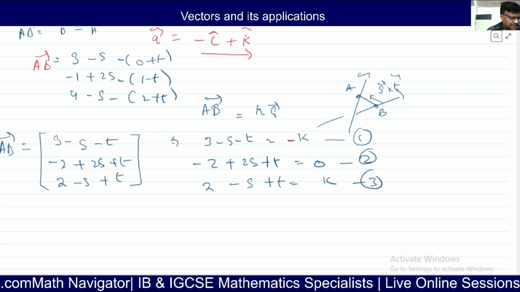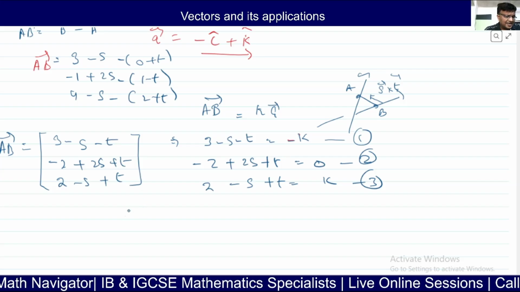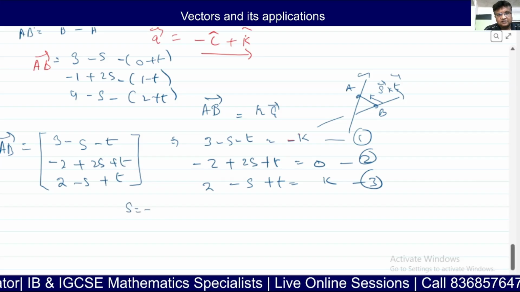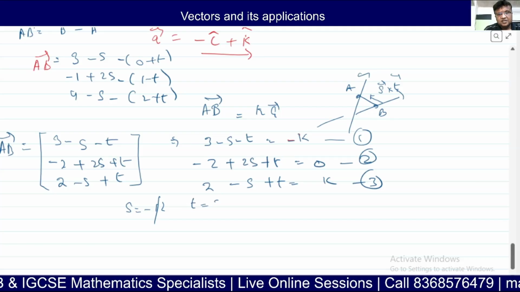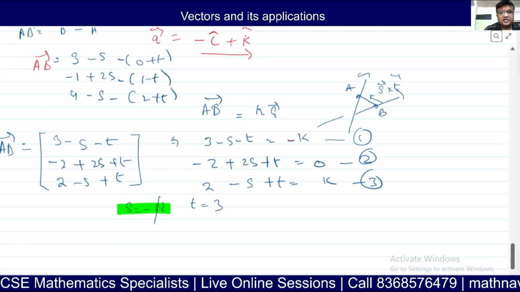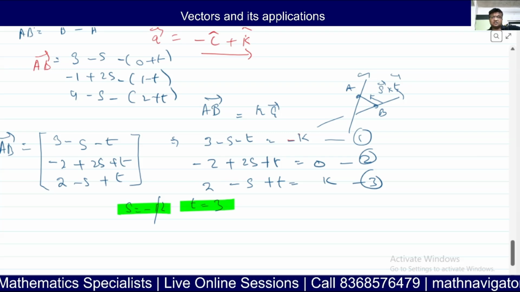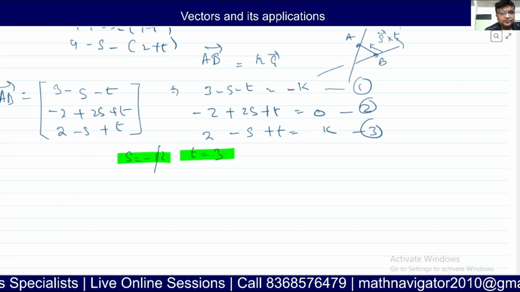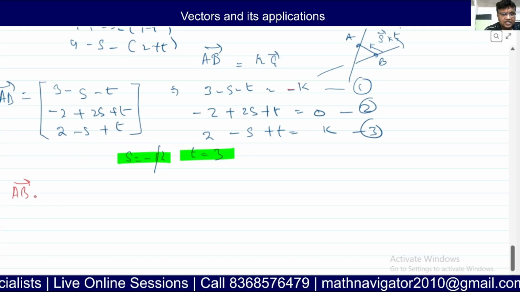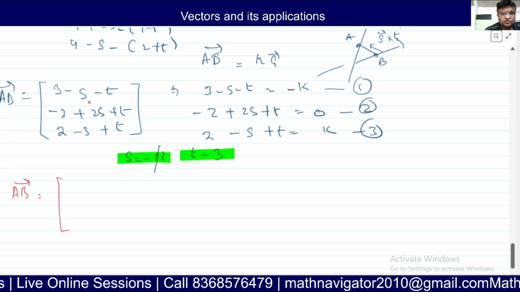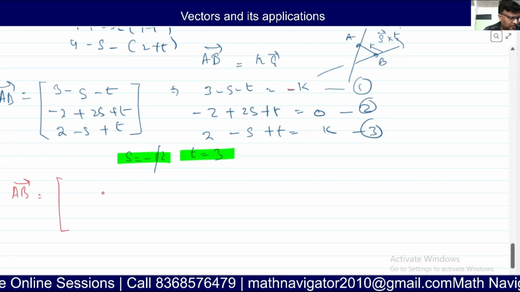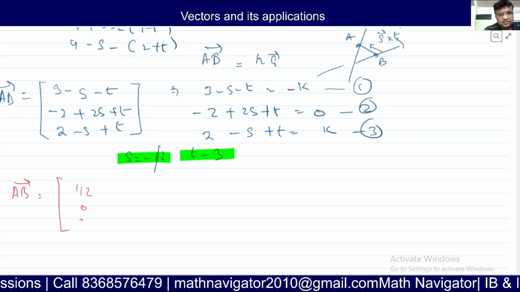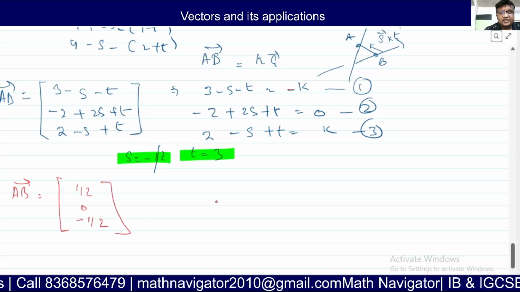So if you solve them, you will get s is equal to negative half and t is equal to 3. You can solve it directly on the calculator, or you can solve it manually also by using augmented matrix method, which we have already understood. Now you have to put this value here. So vector AB will come up, that means you have to substitute the value of s here and t here. So it will come up to half, 0, negative half, right? So this is my vector AB.